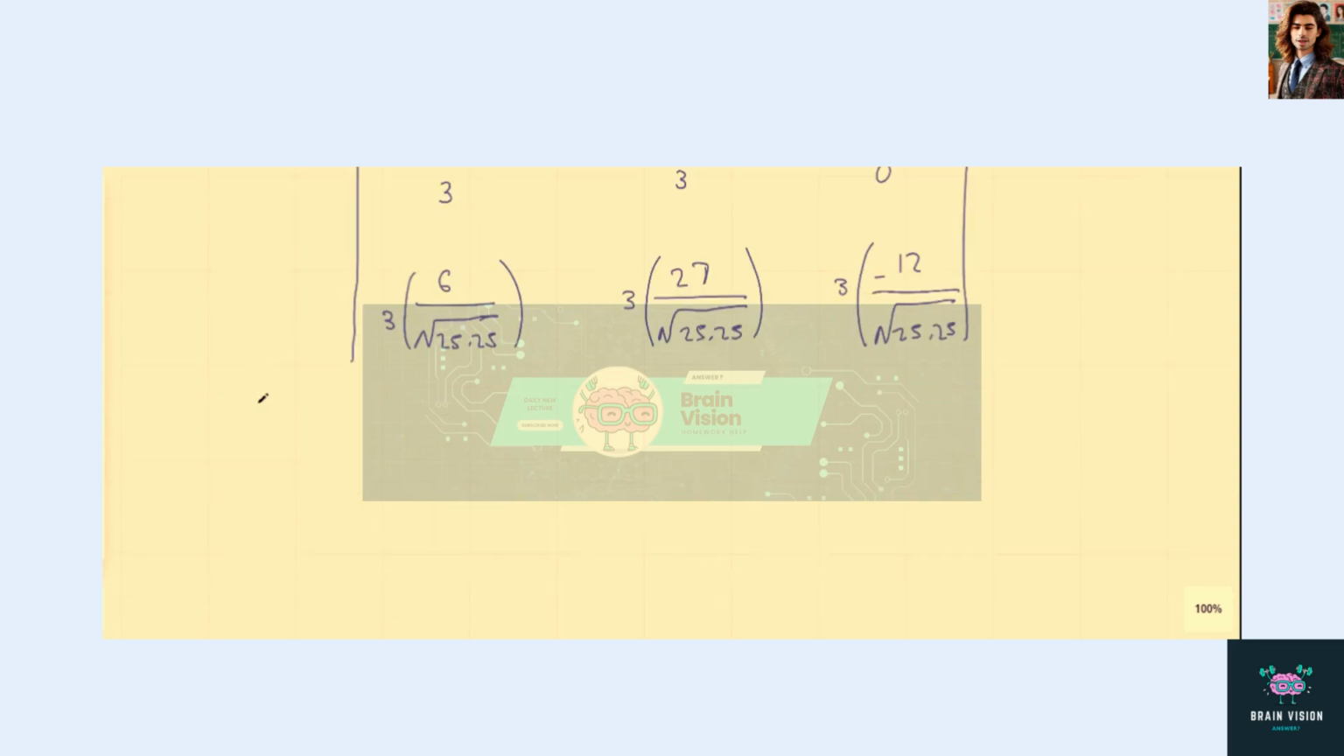So if we perform this cross product, we find that the angular momentum about point O is minus 21.5 i plus 21.5 j plus 37.6 k, and this is in SI units of kg meter squared per second.